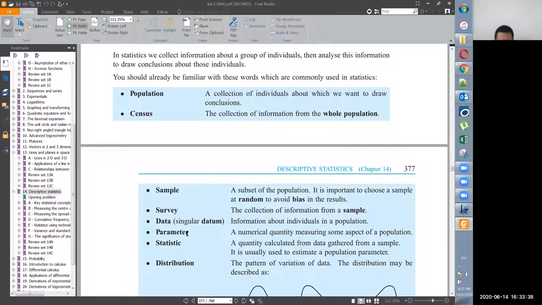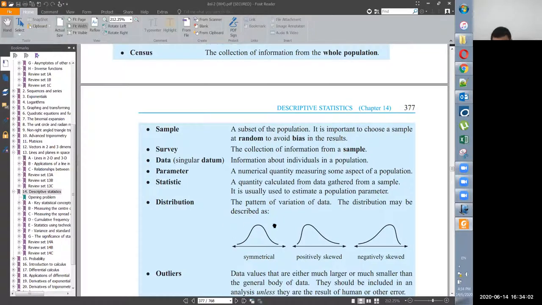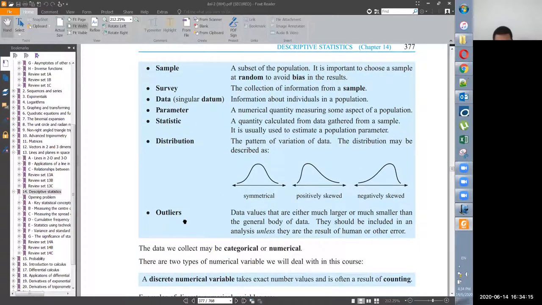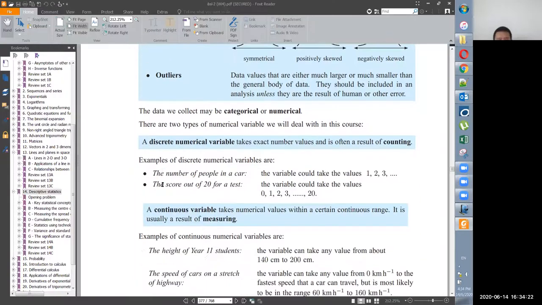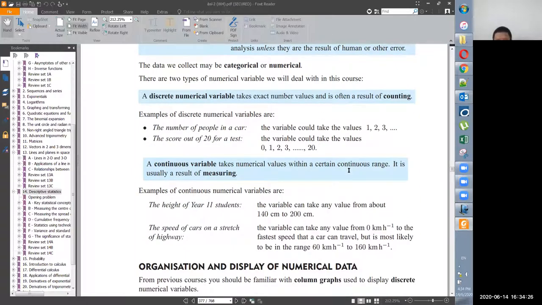A parameter is a numerical quantity, like the mode, the mean, or the median. Those are numerical quantities. For statistics, we can also talk about standard deviation and the spread. And then the distribution deals more with shape. The first one is quite symmetrical. Over here is positive skew, so it's biased to the left. And for this, it's biased to the right, so it's negative skew. Outliers are those exceptionally high or exceptionally low values. So these are just some general information you learn about statistics.